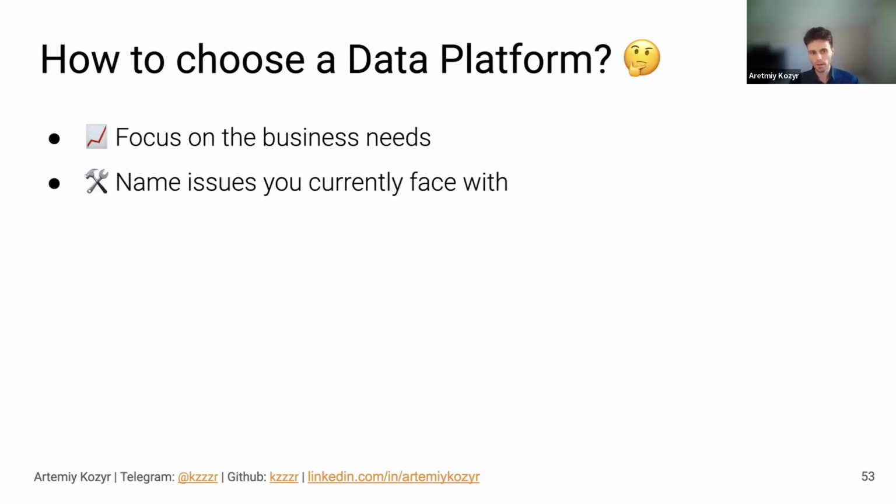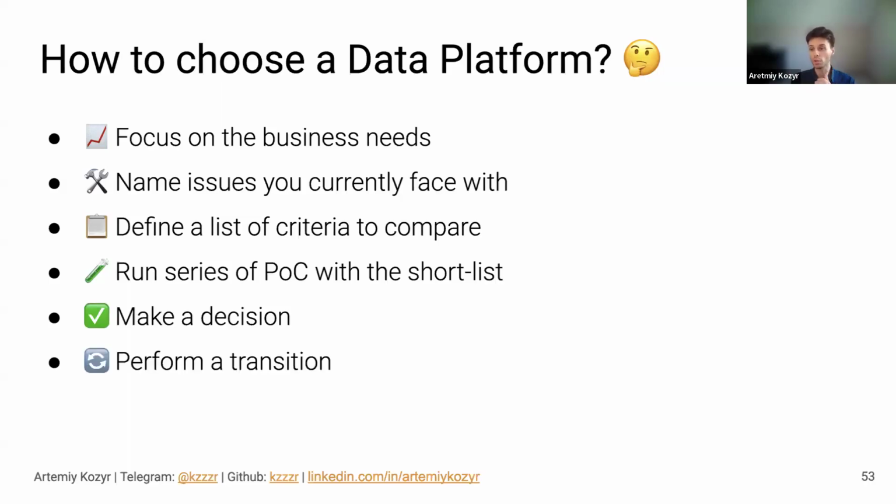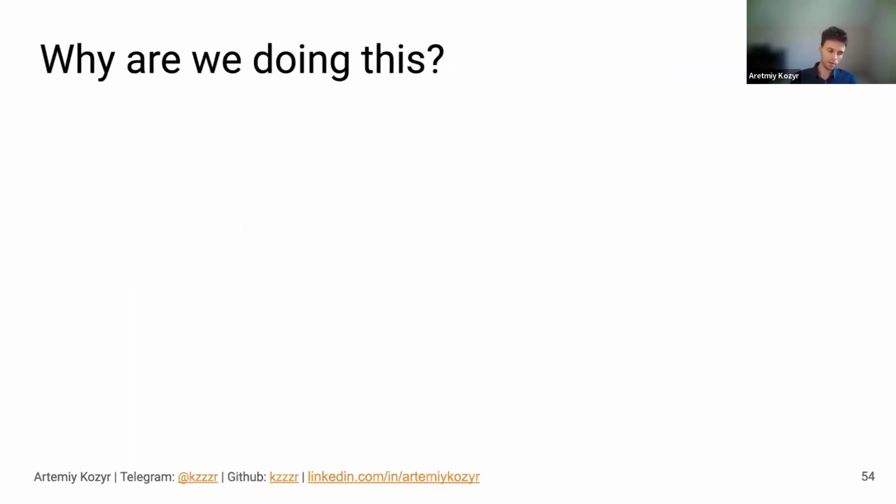What are we going to build? What are the main issues you currently face, it could be performance issues, it could be concurrency issues. Then you define a list of criteria to compare, and then you run a series of proofs of concept with a short list of vendors, providers, platforms. And then you make a decision and perform a smooth transition, and you measure success in the end. Let me give you an example of one of the cases I've had and performed.